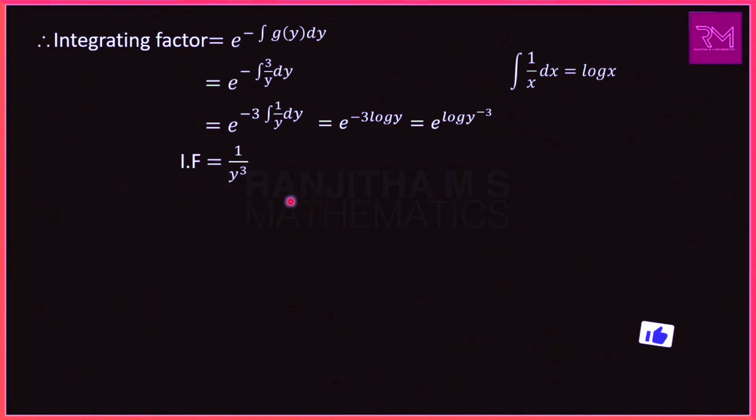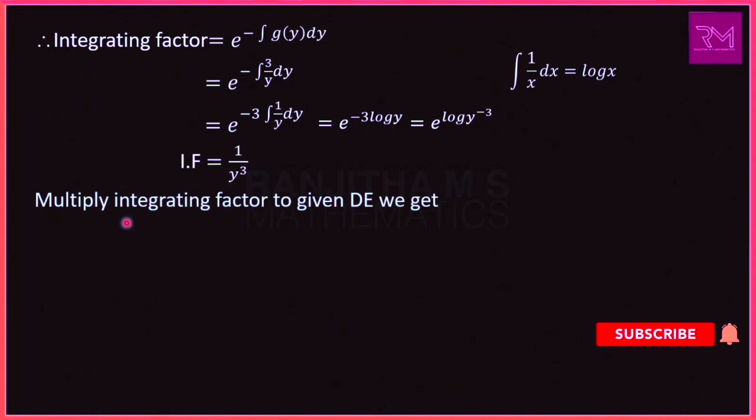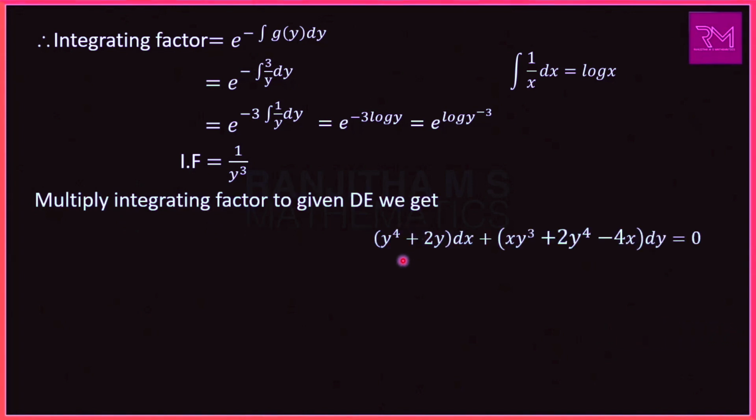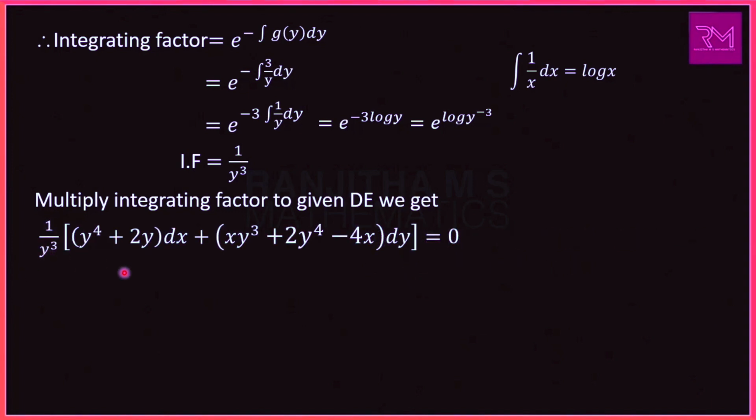Once we obtain the integrating factor, the next step is to multiply the integrating factor to the given differential equation. Here the given differential equation is this. Multiplying this with the integrating factor 1 by y^3, we get 1/y^3 into y^4 is, here y^3 gets cancelled, remaining is y, plus here 2y by y^3.